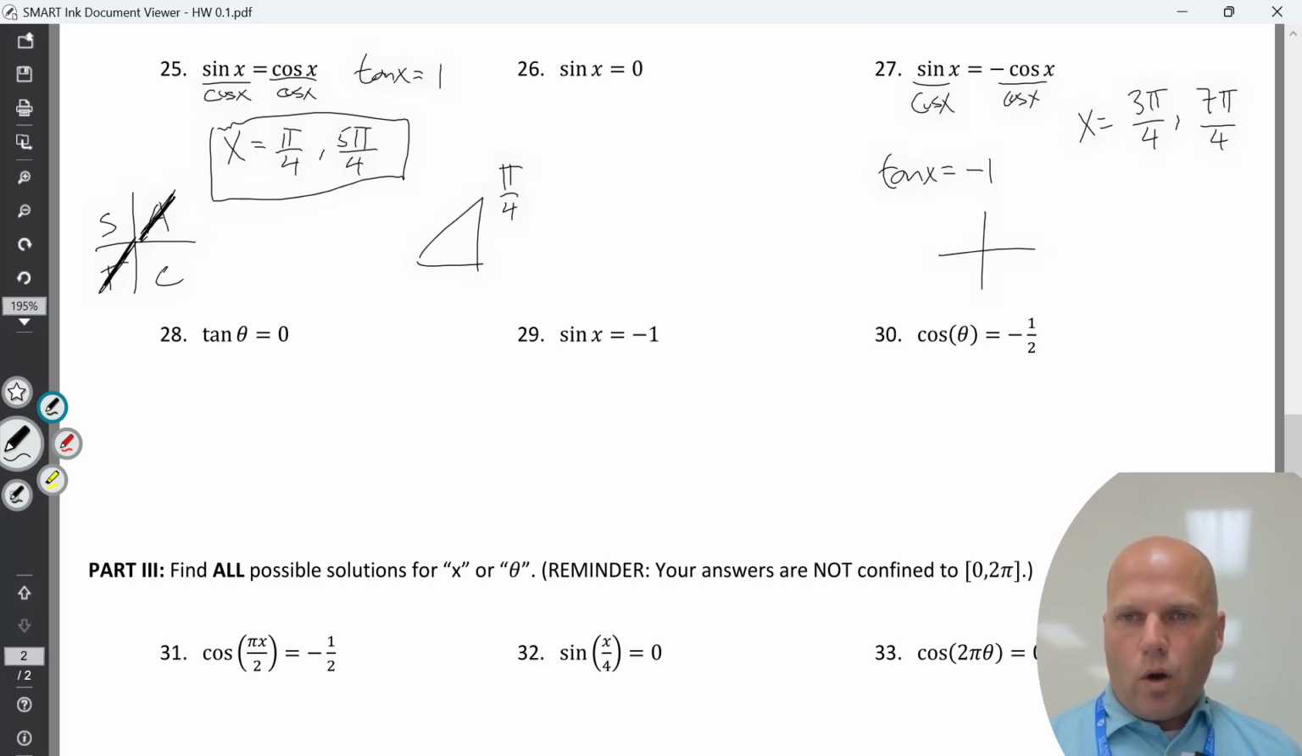Why is it 3 pi over 4? 4 pi over 4 minus a pi over 4. Why is it 7 pi over 4? 2 pi, which is 8 over 4, minus a pi over 4. 7 pi over 4. Cool?